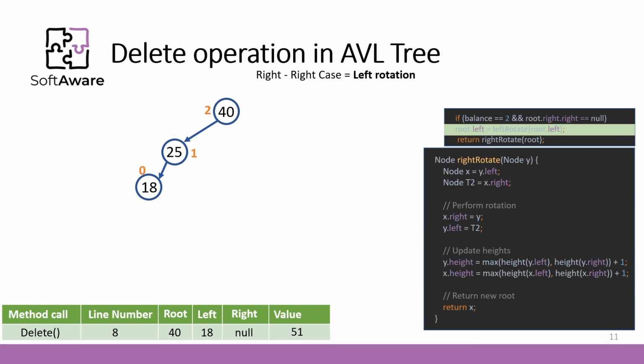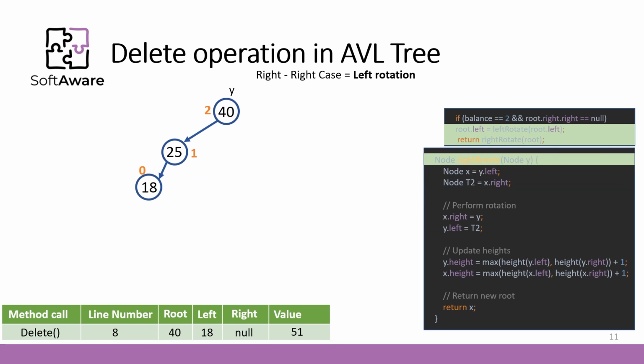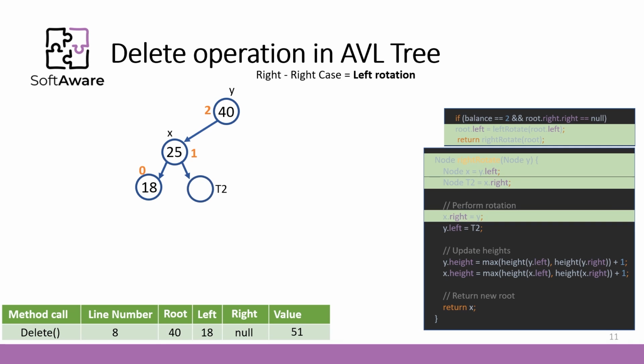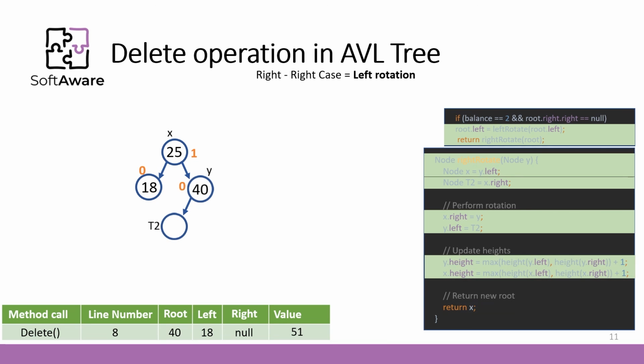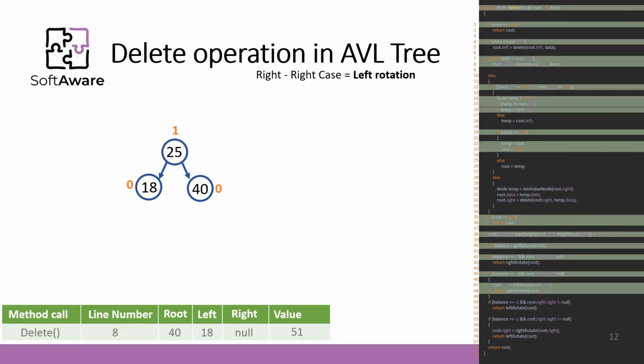Next, we do the right rotation. This time, root takes the y argument, x becomes y.left, T2 becomes x.right, and we perform the rotation. We update the heights of relocated nodes and return our head node x.